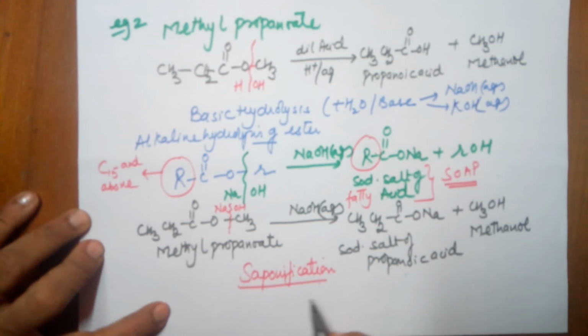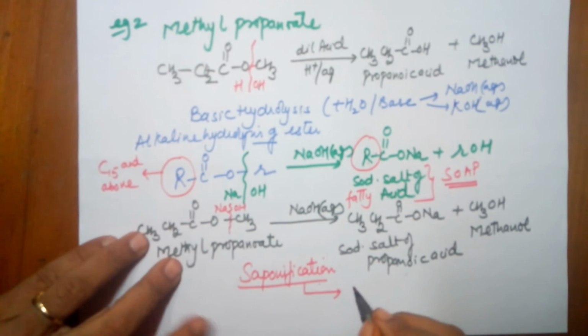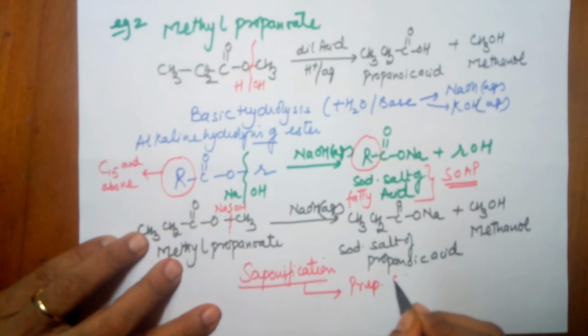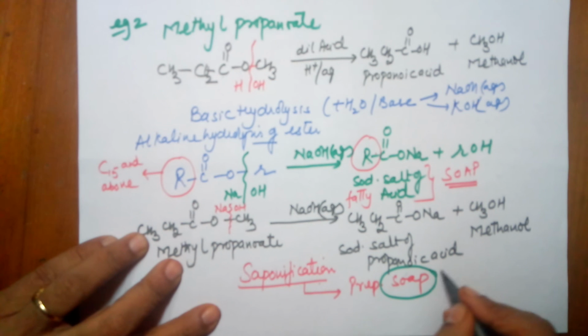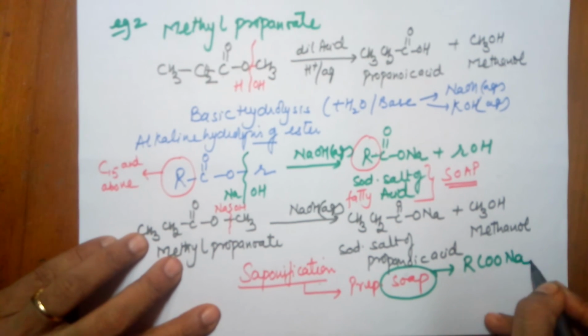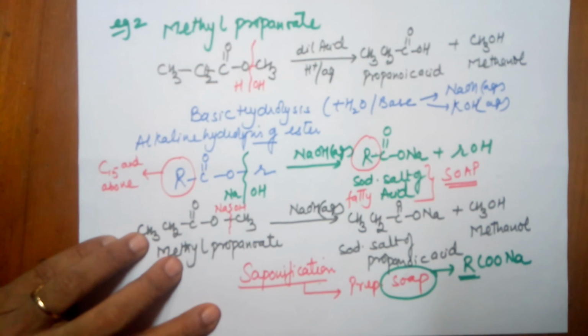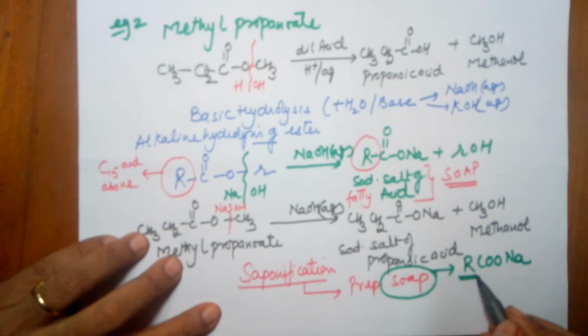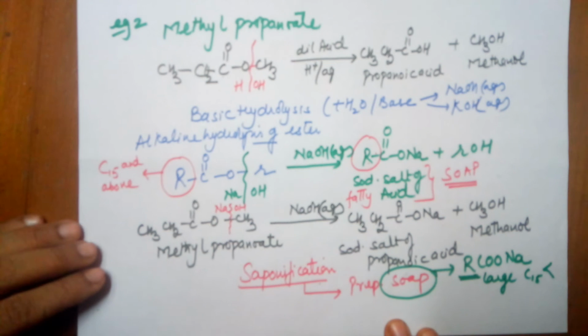So by definition, saponification is preparation of soap. And if you are asking what is a soap, soap is nothing but RCOONa, where this is a bulkier group. So that's the general formula of a soap, where the R group should be large, that is, should have carbon 15 or above. Fine. So that was saponification.